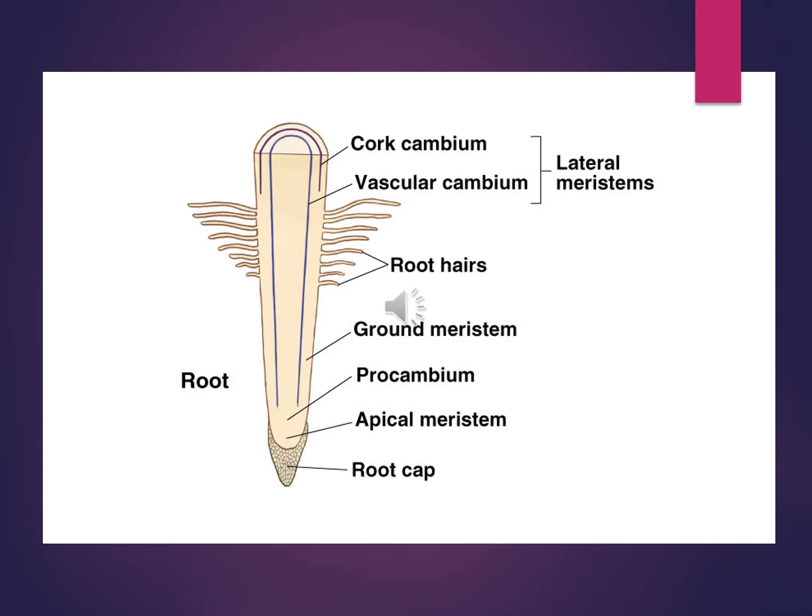This is the secondary growth in root. Lateral meristem consists of cork cambium and vascular cambium. And here there are root hairs, which are specialized epidermis. We have ground meristem here, which later will form into three types of cells. The procambium later will form into primary xylem and primary phloem. The apical meristem is where the zone of cell division is concentrated. The root cap functions to protect the apical meristem. From this, I hope you are able to differentiate the apical meristem, which is involved with primary growth, while lateral meristem is involved with secondary growth.